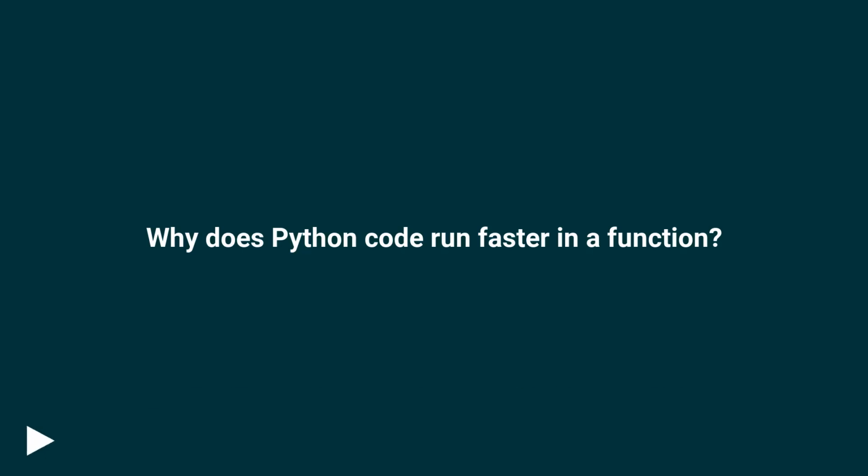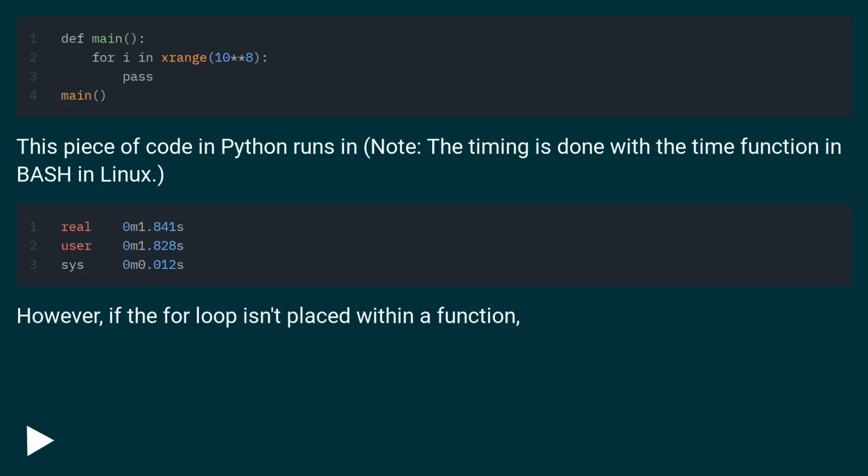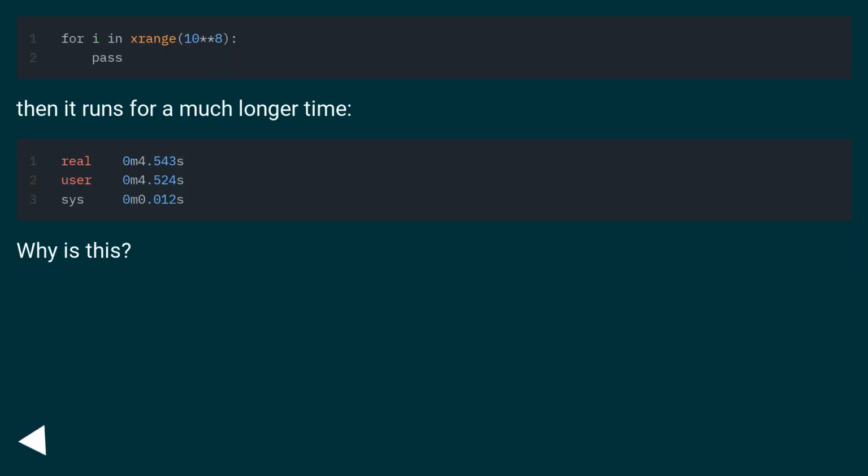Why does Python code run faster in a function? This piece of code in Python runs in. Note, the timing is done with the time function in Bash and Linux. However, if the for loop isn't placed within a function, then it runs for a much longer time. Why is this?